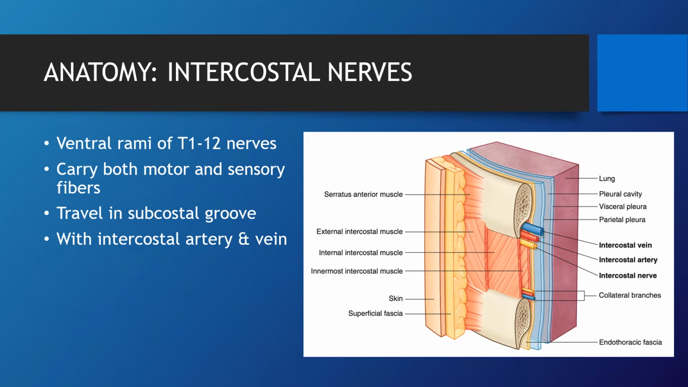So we'll start with intercostal nerve anatomy. And a reminder that intercostal nerves are the ventral rami of the thoracic T1 to T12 nerves. They carry both motor and sensory fibers, and they pierce the posterior intercostal membrane about 3 centimeters distal to the intervertebral foramen, and they travel parallel to the rib in the subcostal groove between the innermost and internal intercostal muscles. As a reminder, these nerves travel along with both the intercostal artery and vein.